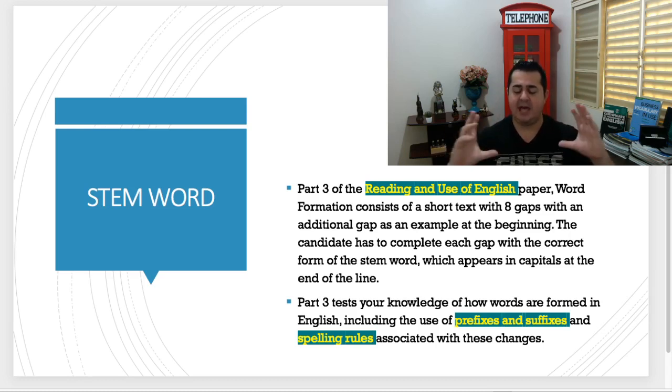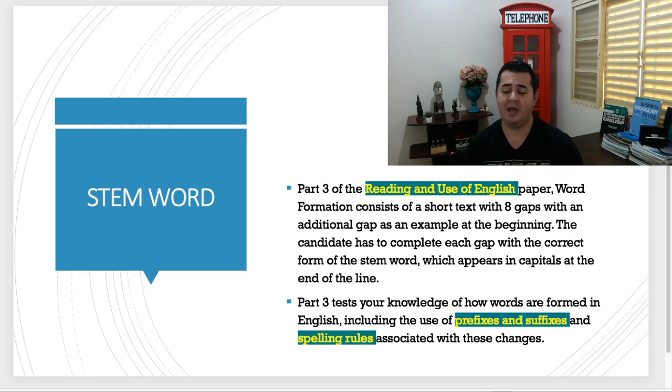When you look at the text and you read it, you have to think to yourself, what kind of word am I looking for? Am I looking for a verb here? Am I looking for a noun here? Am I looking for a negative word? You have to think before everything before you decide how to convert your stem word, okay? So this part number 3 tests your knowledge of how words are formed in English, including the use of prefixes and suffixes and even spelling rules associated with these changes, okay?